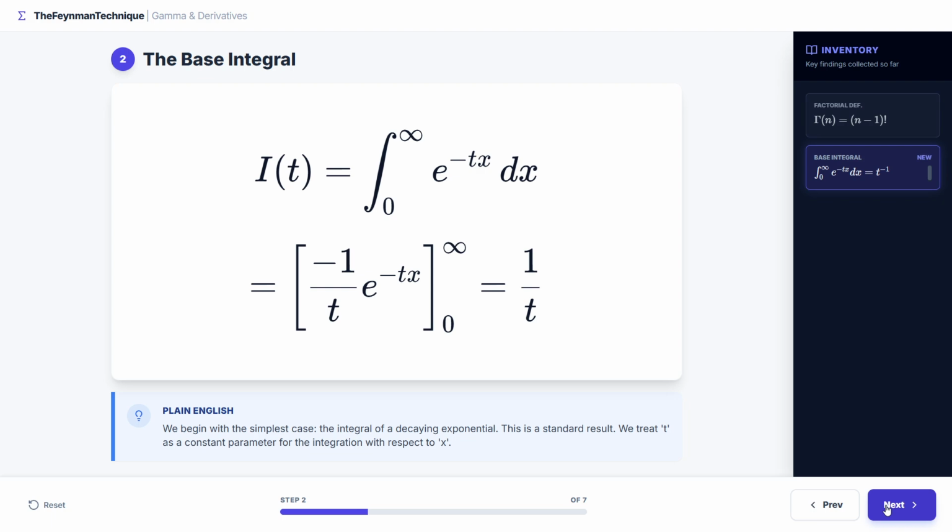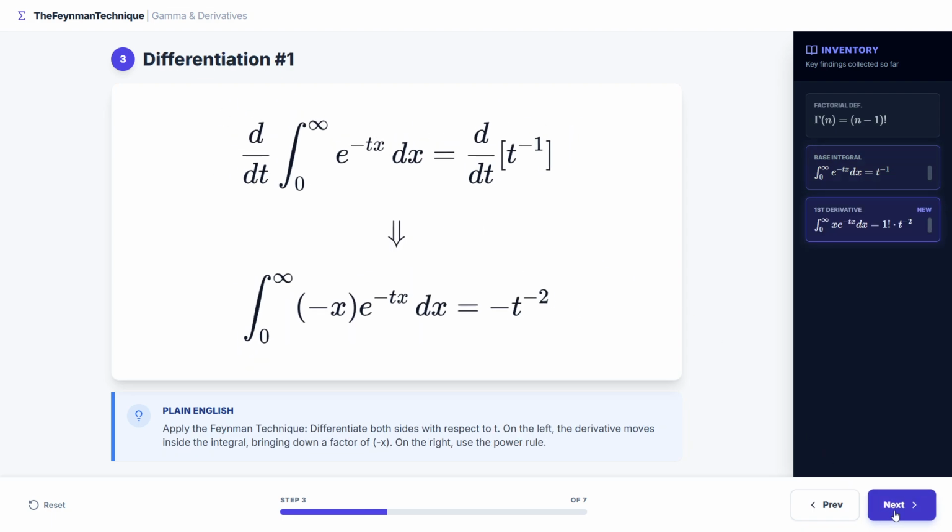So we're going to begin with the simplest case, the integral from 0 to infinity of e to the negative tx dx, which easily evaluates to 1 over t. All right, so we'll keep that in mind. So our I of t is equal to 1 over t, and it's also equal to that integral.